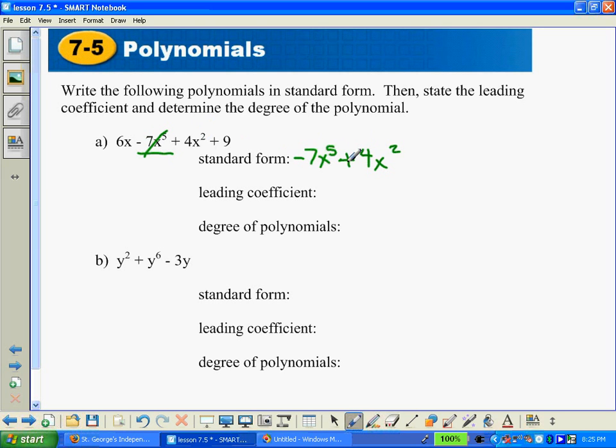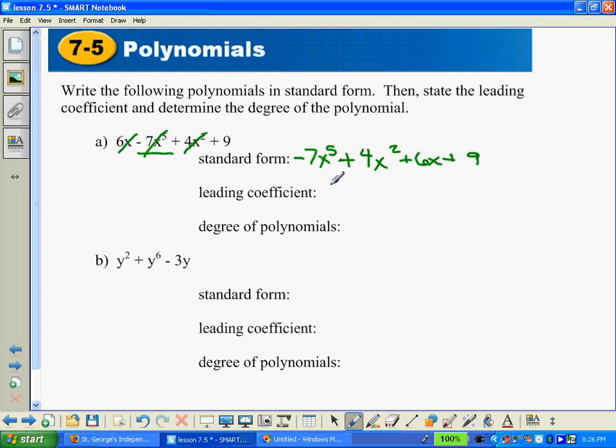Now we can identify the leading coefficient. The leading coefficient is negative 7. And the degree of the polynomial, what's the greatest degree of any of those terms? It's 5. So this is a quintic, oops, sorry, I misspelled it, polynomial.